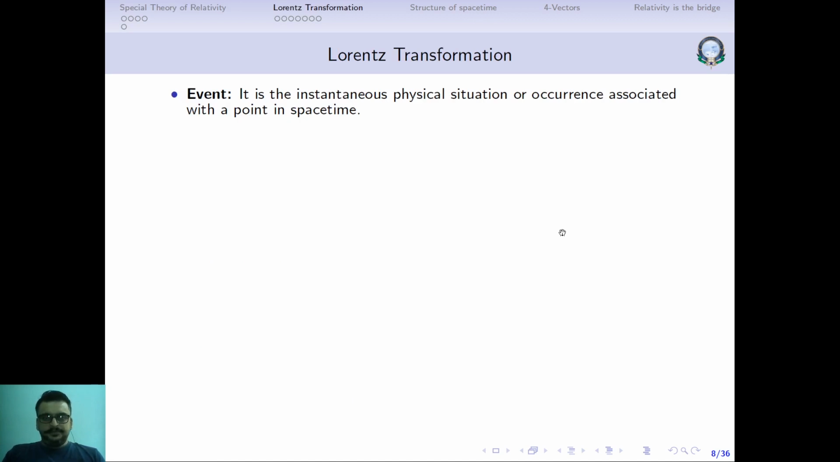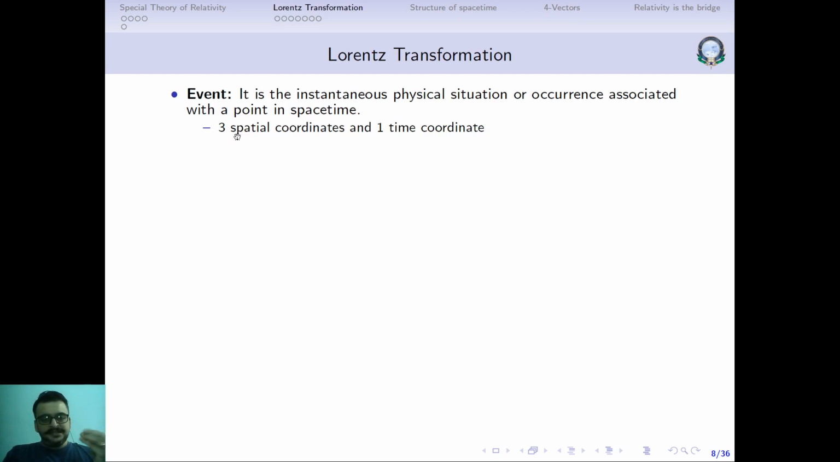Then before we go to Lorentz transformation, I'll just define the notion of event, because I've used this word event some time back. This is a good place where I will actually explain what an event is. So an event is basically the instantaneous physical situation or occurrence associated with a point in space-time. You could think of an event just like in three-dimensional space, every point will have 3 coordinates. An event exists in space and time, which we call space-time.